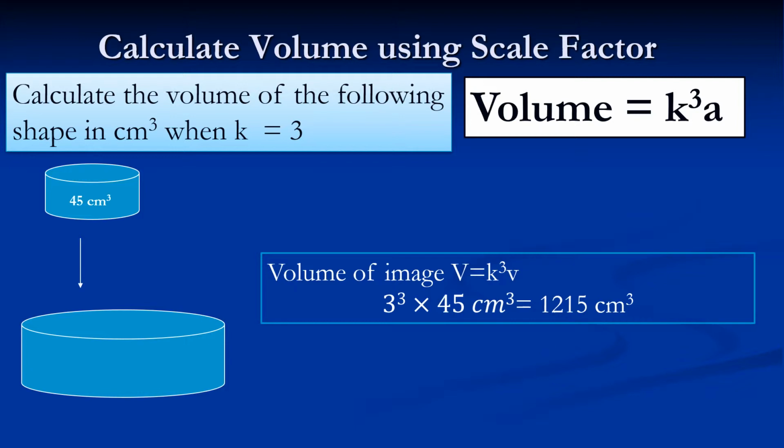Now we could also work forwards, calculating volume using a scale factor. We've got 2 cylinders here. We want to calculate the volume of the following shape in cubic centimeters when the scale factor is 3. All we need to do is substitute in the known volume. That should be V, sorry. I did check that, but oh well, that slipped through. Then we multiply it by the scale factor cubed. So 3 cubed is 3 times 3 is 9, times 3 is 27. So 27 times 45 cubic centimeters should equal 1,215 cubic centimeters.